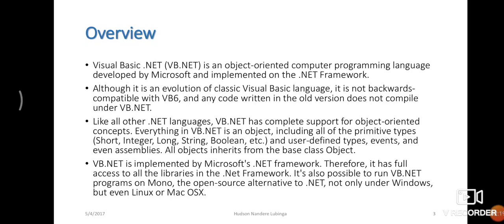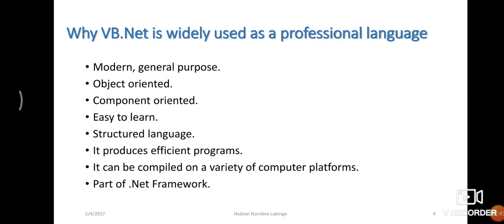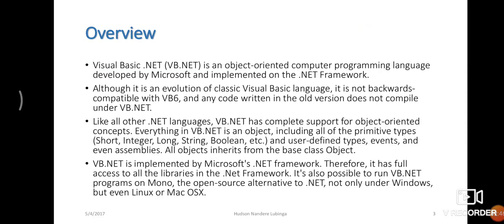VB.NET is implemented by the Microsoft .NET framework. Therefore, it has full access to the libraries in the .NET framework, as I have told in the introduction to the .NET framework. It is possible to run VB.NET programs on Mono or other open source alternatives, meaning open source platforms. As I have told, it provides portability, so it runs not only on Windows but also on Linux or Mac operating systems.